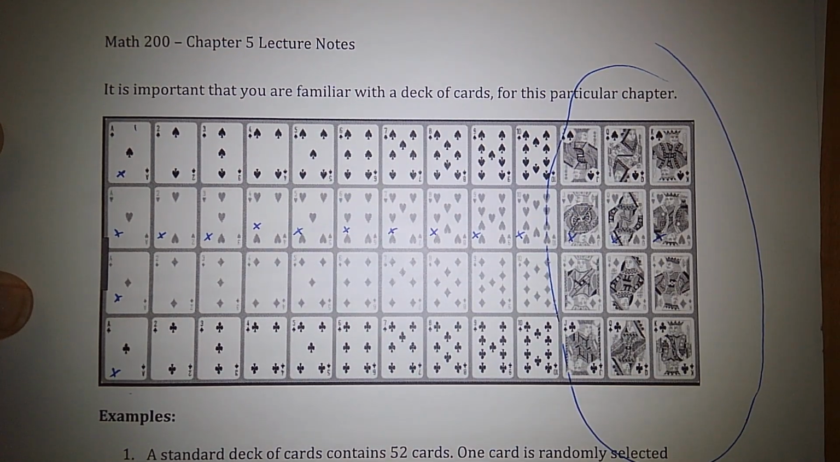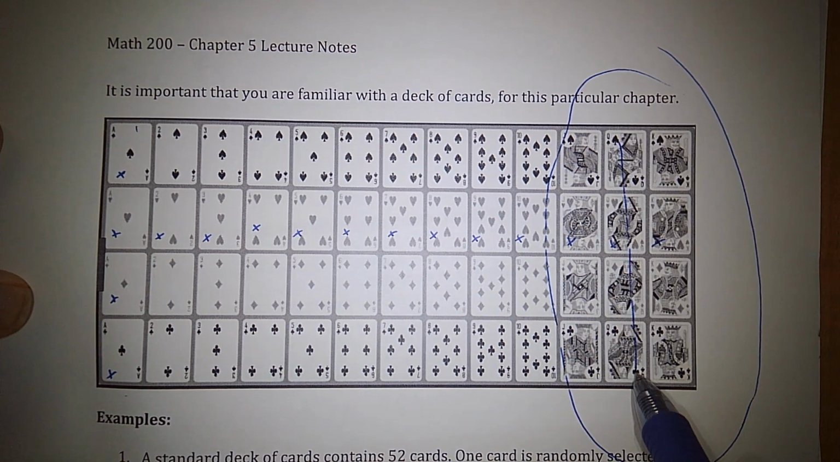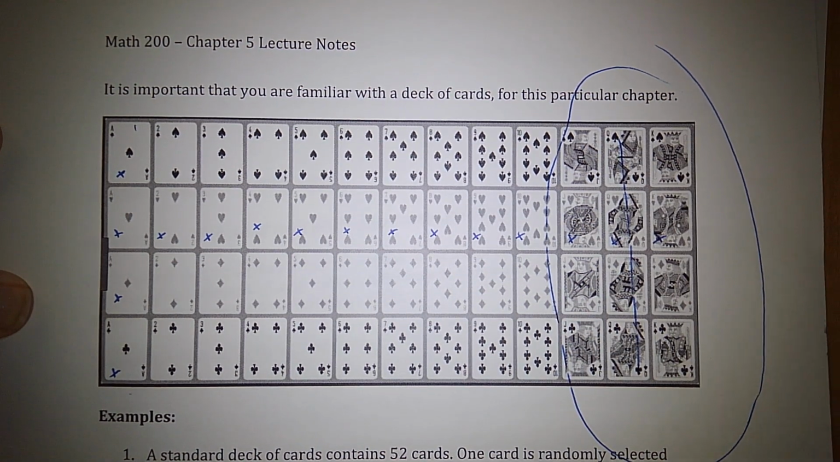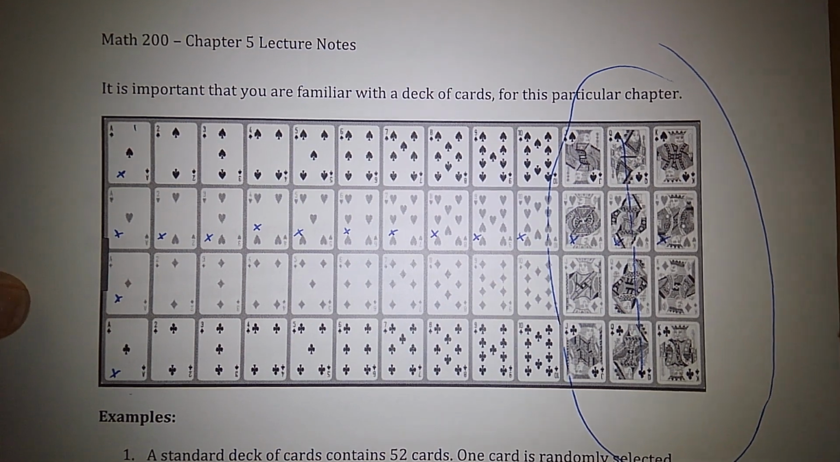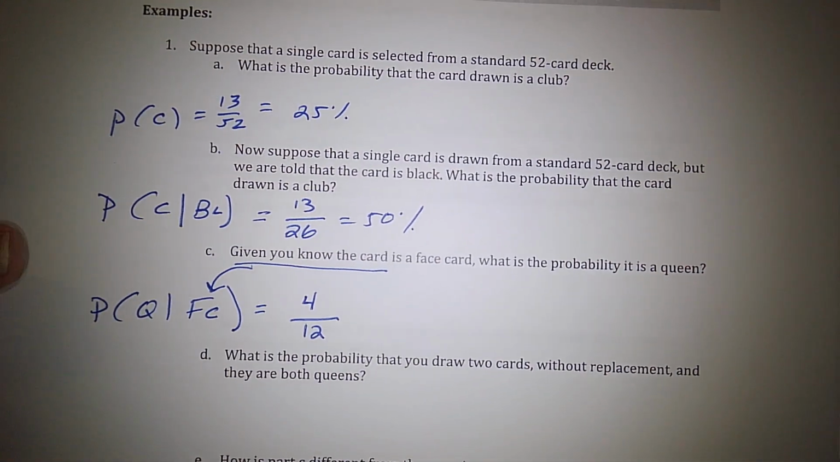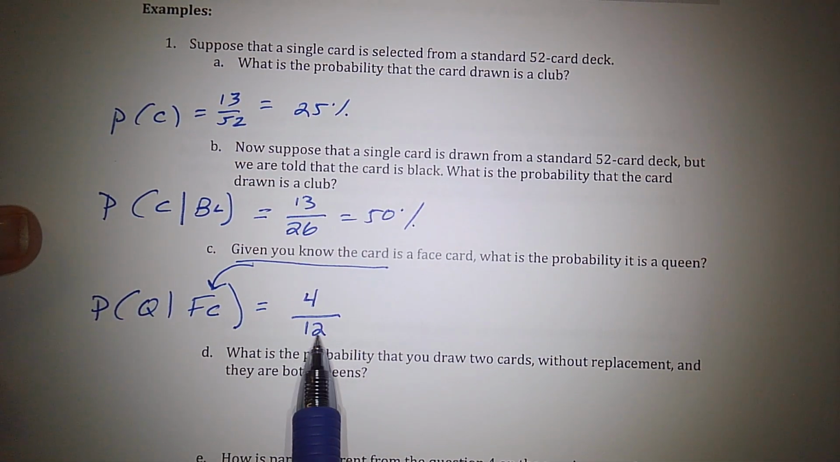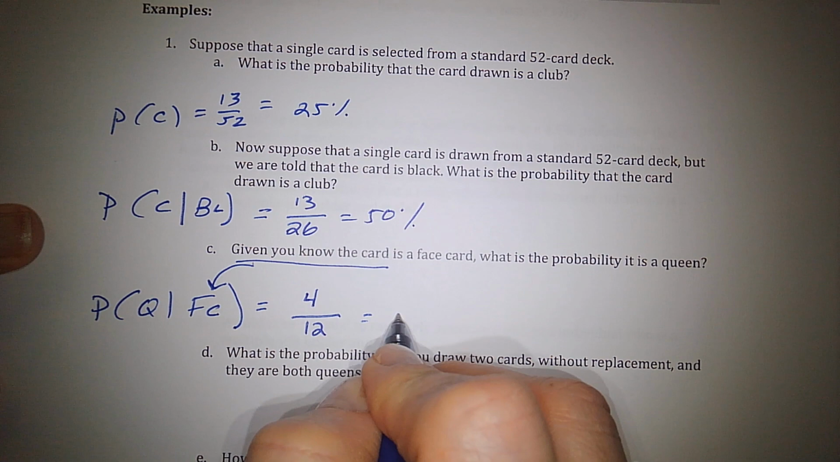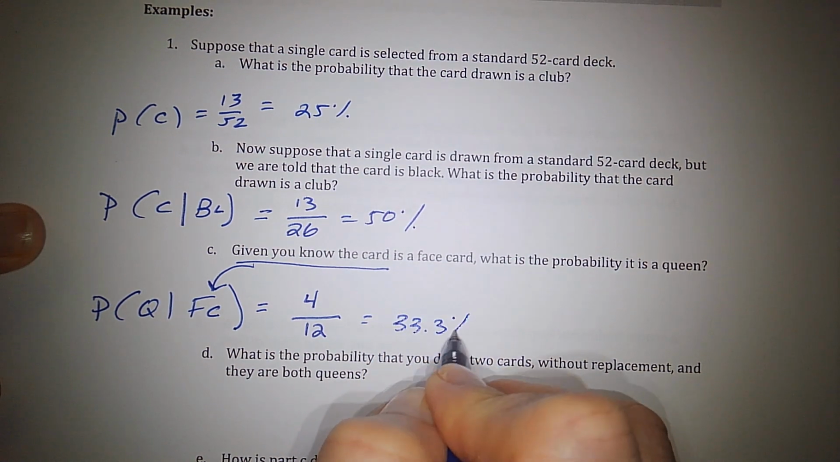There's 12 of them. And you're going to see that there are 4 queens out of all 12 face cards. So always refer back to this picture if you need to. So there are 4 queens out of 12 face cards, and that obviously comes out to 33.3%.